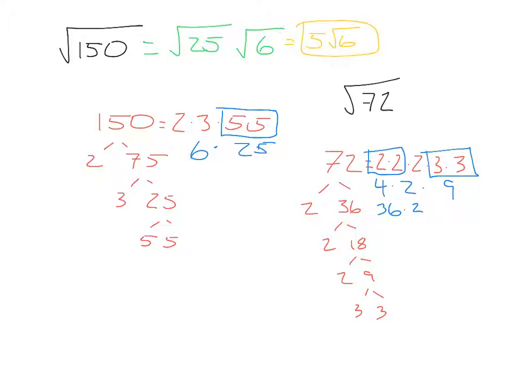So I'm going to rewrite the square root of 72 as the square root of 36 times the square root of 2. And the square root of 36 is 6. And the square root of 2 will remain as is. So 6 times the square root of 2. Alright, I have one more, and I'll go to the next page to do that with you.